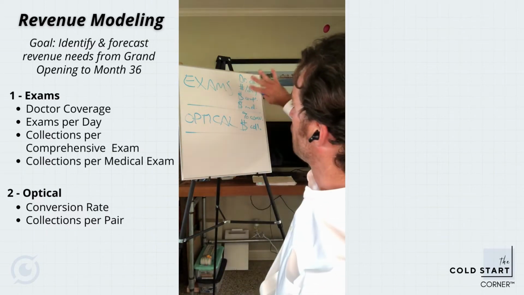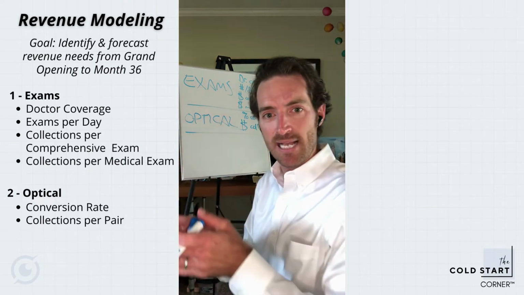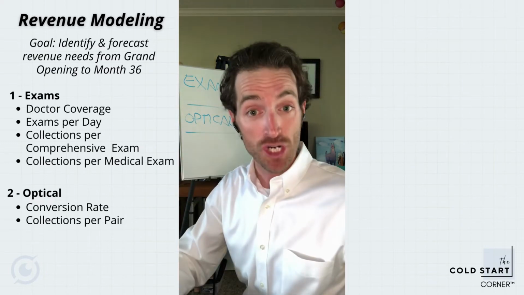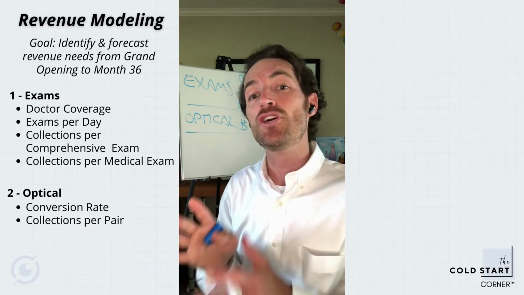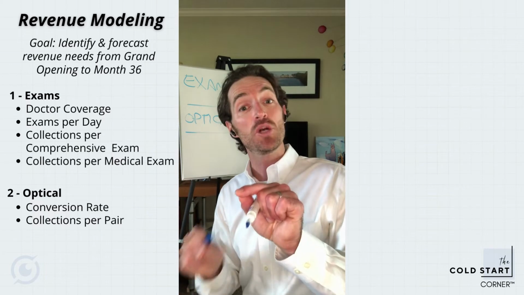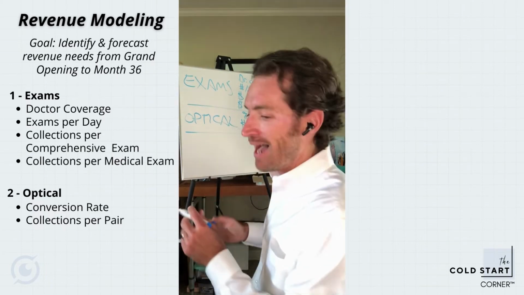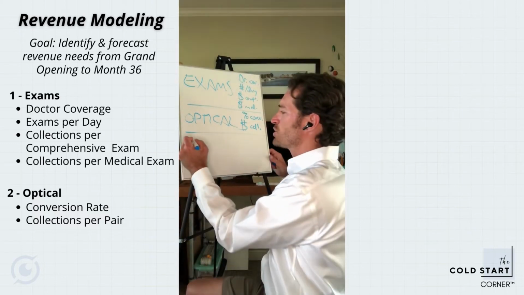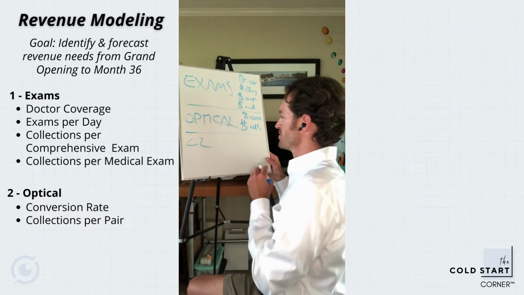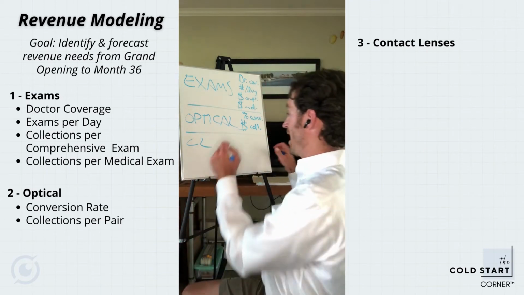So we touched on the 4 key variables in the exams. Then we got into optical, and we're talking about assessing optical conversion rates as well as average revenue per pair at grand opening, end of year 1, end of year 2, and end of year 3. So moving along from the optical, then we're going to get into your contact lens business. Now, contact lens, there's going to be 4 key variables at play here.